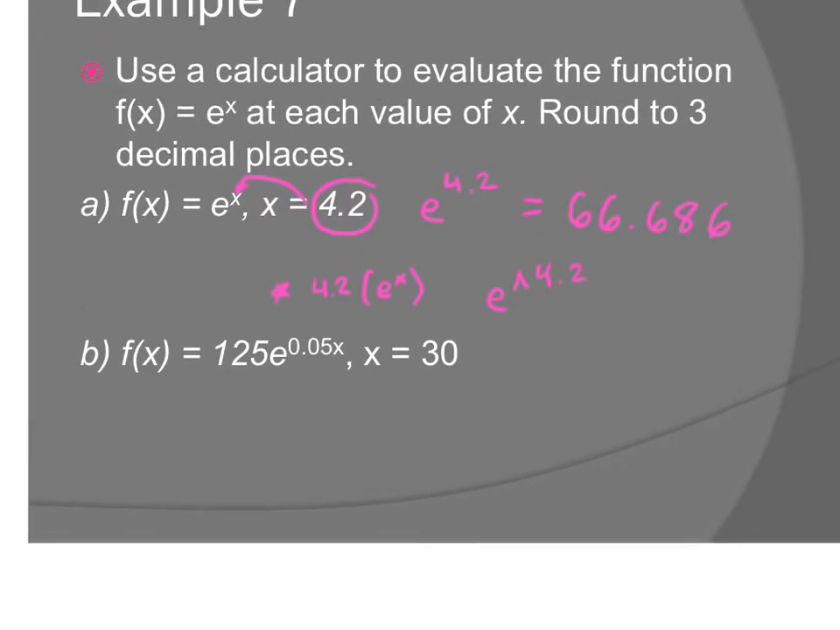Okay, so for b, here we have 125 times e raised to the 0.05 times x. We have to be careful with our order of operations here. We're going to plug 30 into x. So we have 125 times e raised to the 0.05 times 30. What operation do we have to do first here? We have to multiply the 30 times the 0.05. So this would be 125 e raised to the 1.5.